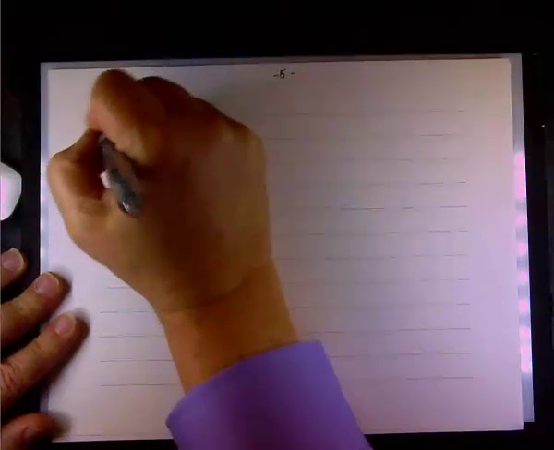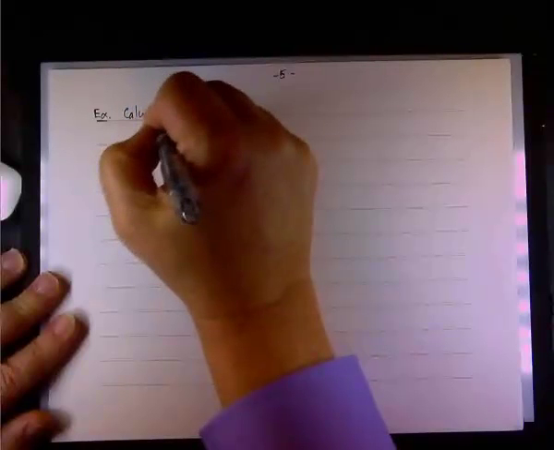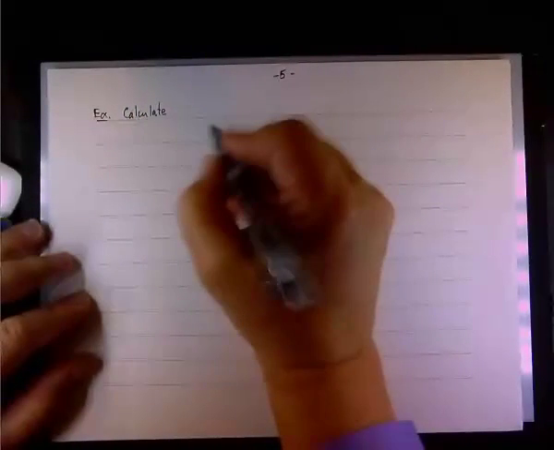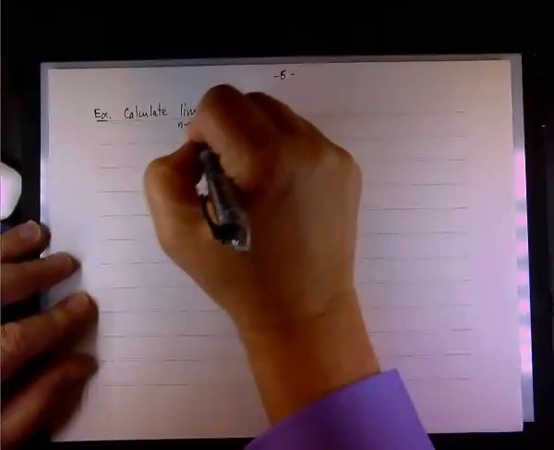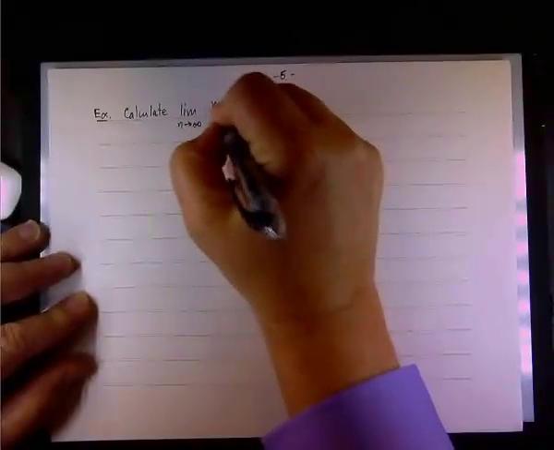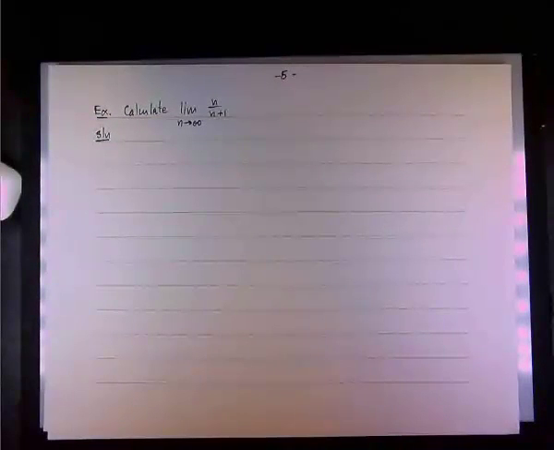So here's the first example. We want to calculate the limit when n goes to infinity of n over n plus 1. Okay? So the solution. We're going to use this f of x to f of n theorem.